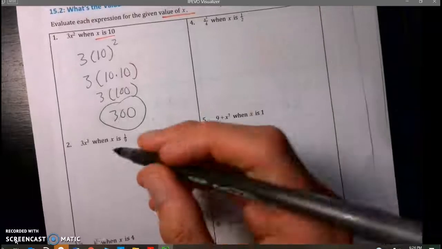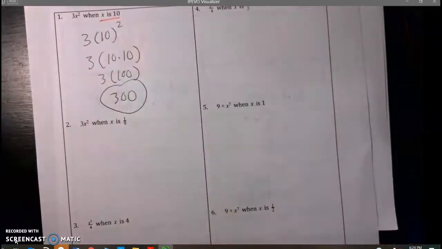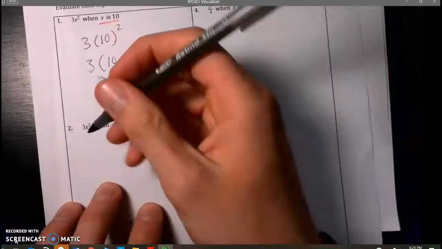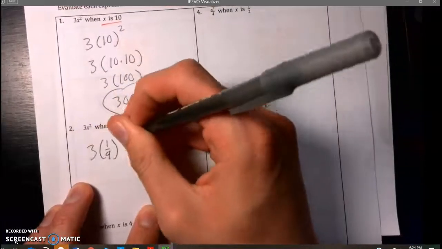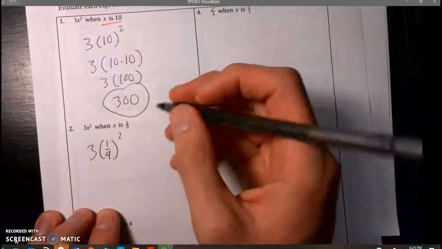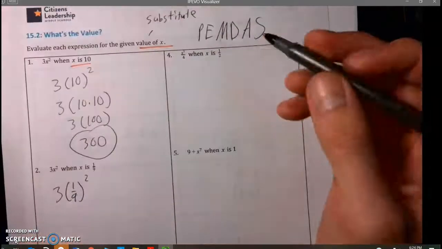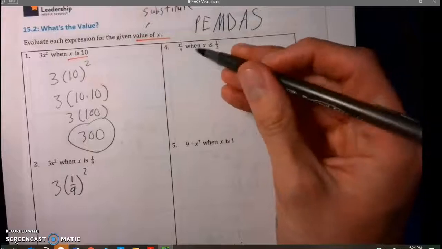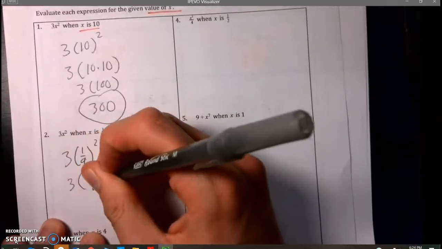So, next one. Same original expression, but this time our value for x is different. It's 1/9. So once again, I'm going to go through that substitution step. And then, do I do 3 times 1/9 first? No, I do not. Because I've got this exponent. Exponents beat multiplication. I need to rewrite this in expanded form first.